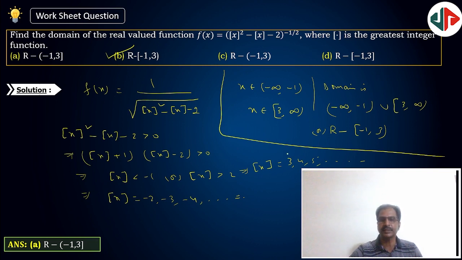Step x equal to 3 means x lies between 3 and 4. Step x equal to 4 means x lies between 4 and 5. Step x equal to 5 means x lies between 5 and 6. So x lies between 3 to infinity.